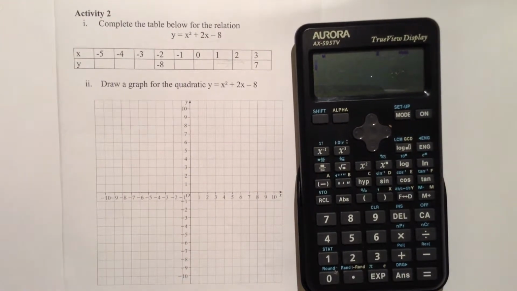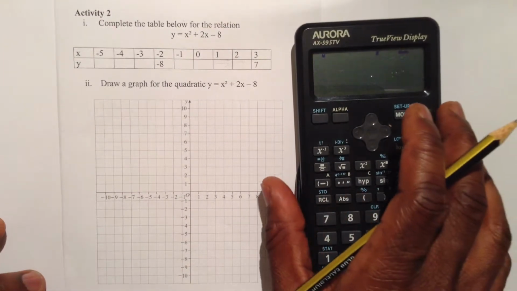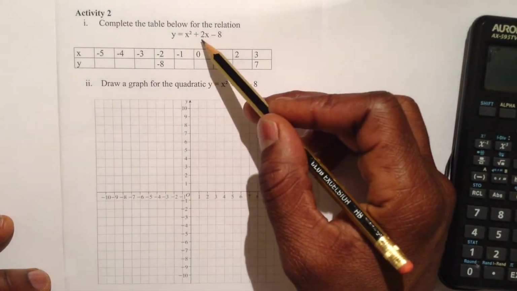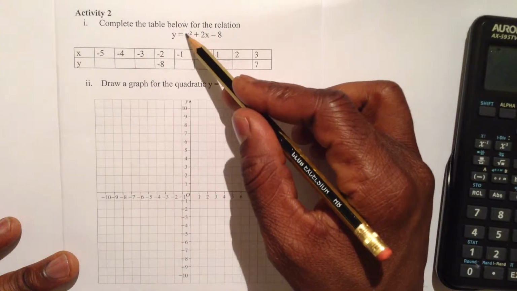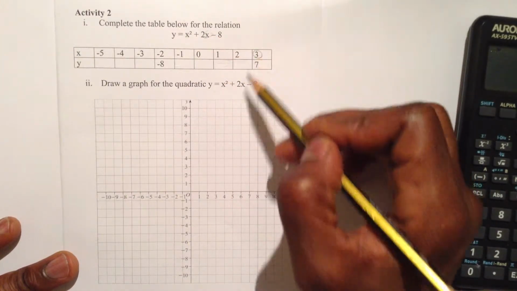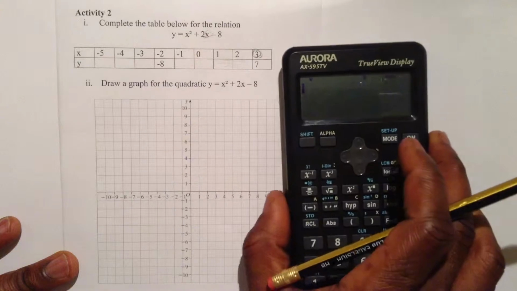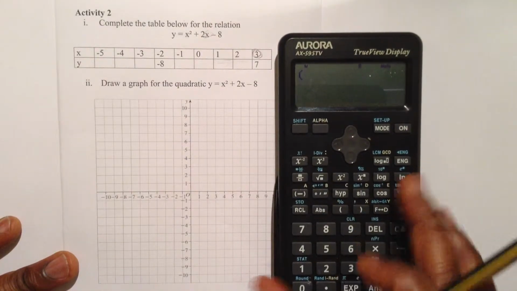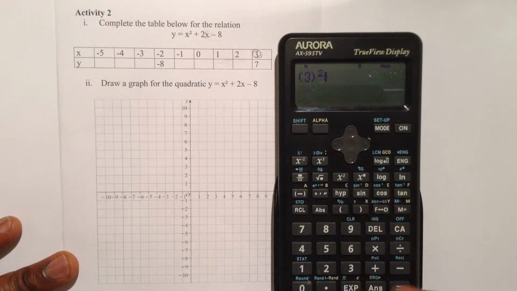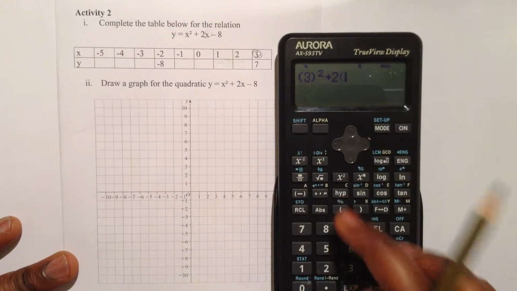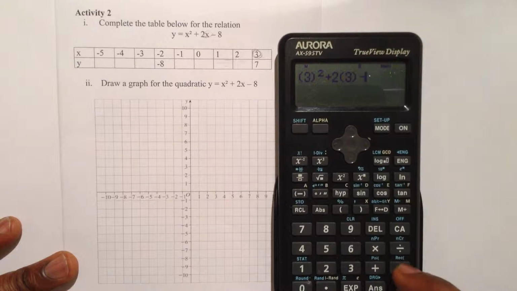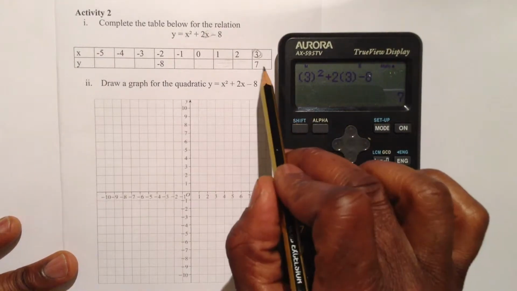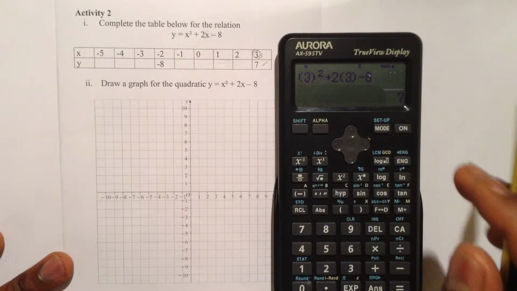Activity 2. Complete the table below for the relation y equals x squared plus 2x minus 8. I'm going to substitute this x with the numbers for x given. So I will start with 3. Bracket 3 close bracket squared plus 2 bracket, put my 3 close the bracket minus 8 equals 7. So it's a confirmation that I know how to get the answer which is given.